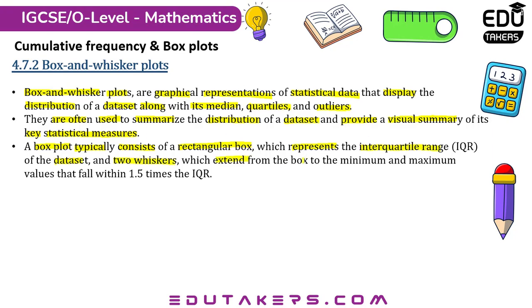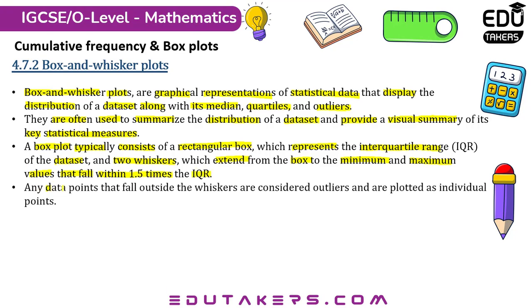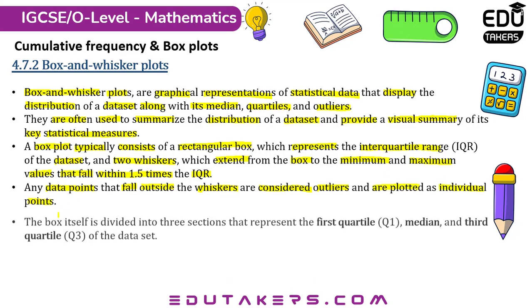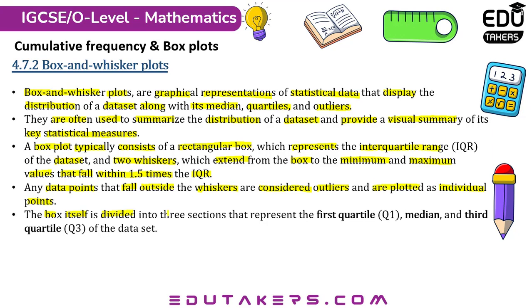the two whiskers which extend from the box to the minimum and maximum values that fall within 1.5 times the interquartile range. Any data points that fall outside the whiskers are considered outliers and are plotted as individual points. The box itself is divided into three sections that represent the first quartile, median, and third quartile of the dataset.